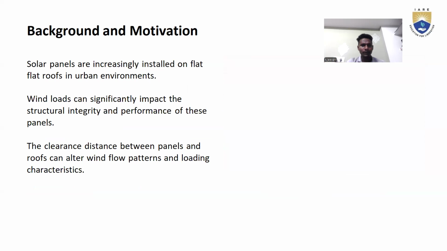Background and motivation. Solar panels are increasingly installed on flat roofs in urban environments. Wind loads can significantly impact the structural integrity and performance of these panels. The clearance distance between panels and roof can alter wind flow patterns and loading characteristics.